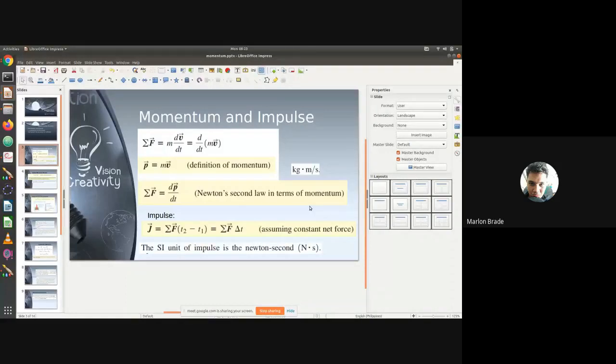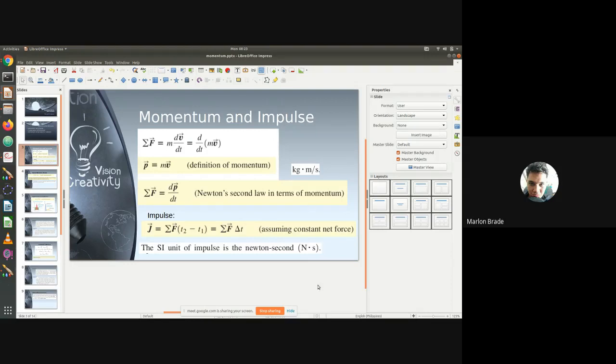Okay, so now we have rewritten the force in terms of momentum, which means that we can restate Newton's second law in terms of momentum. Accordingly, the summation of force, or the net force, is just equal to the first order time derivative of the momentum.